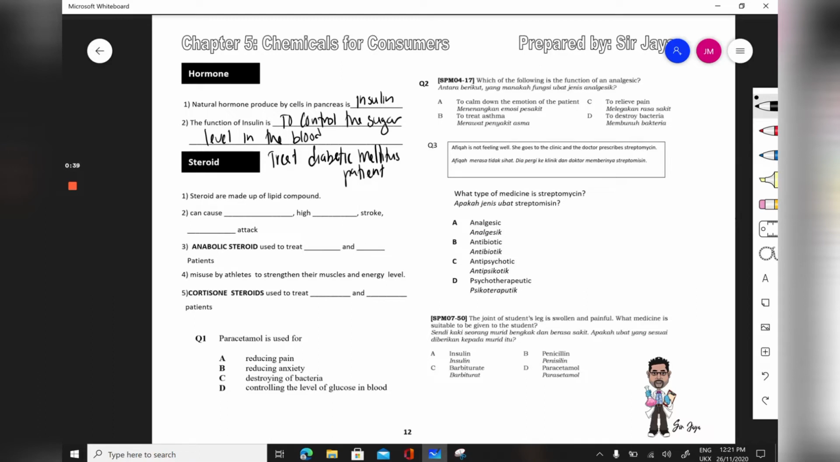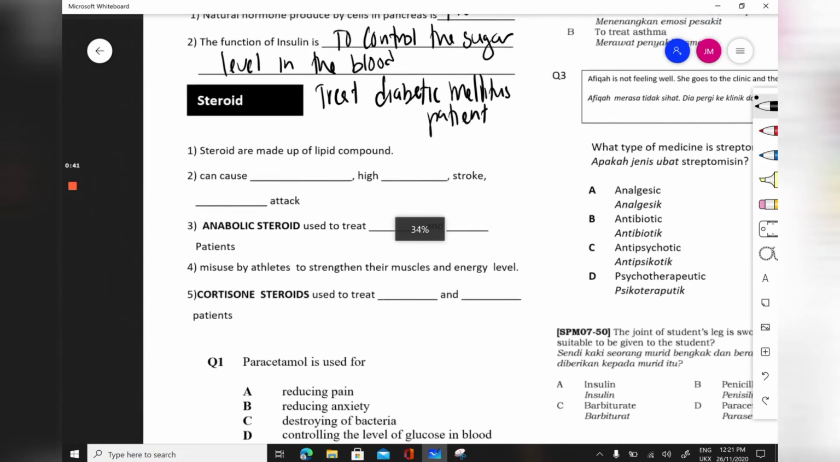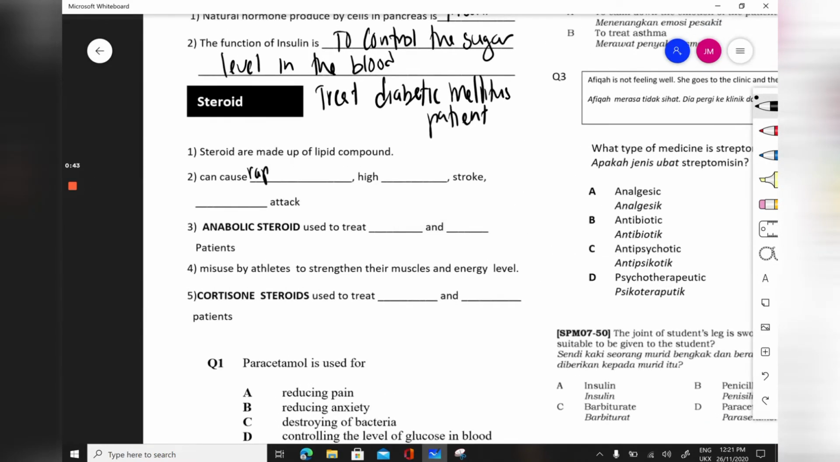And we move on to the next example of modern medicine, which is known as steroid. Steroids are made up of lipid compounds. Steroids can cause a rapid increase in body weight, and also can cause high blood pressure, stroke, and also heart attack.